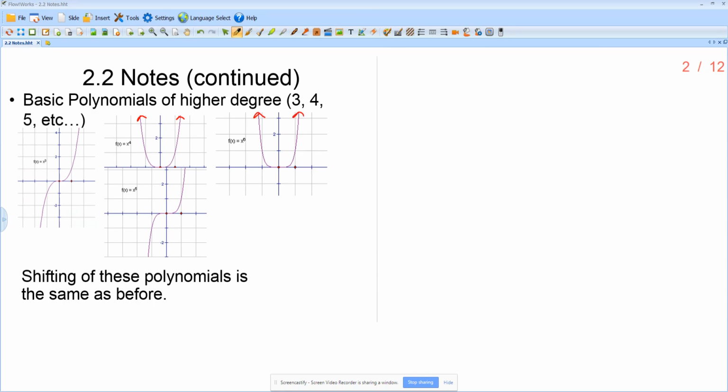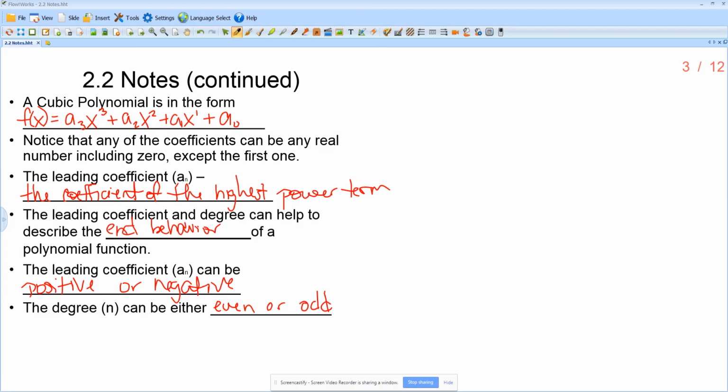Increasing, or rising. Maybe you don't like increasing because this is a decreasing line. So it rises on both sides. Something that has an odd power is rising on the right, but falling on the left. Rising on the right, falling on the left. So we can avoid using that increasing, decreasing lingo.